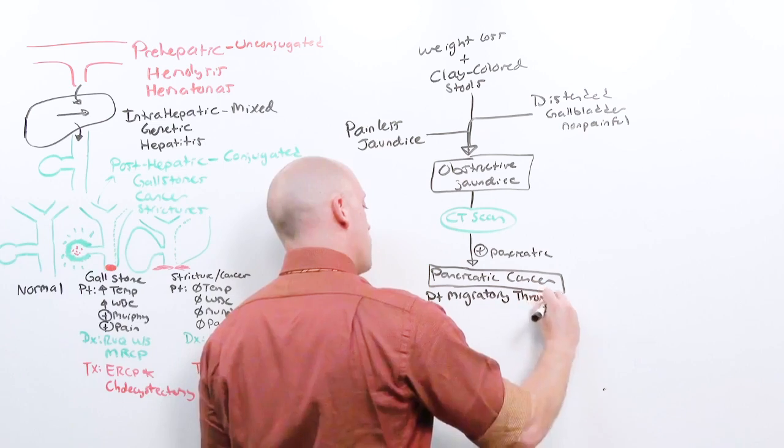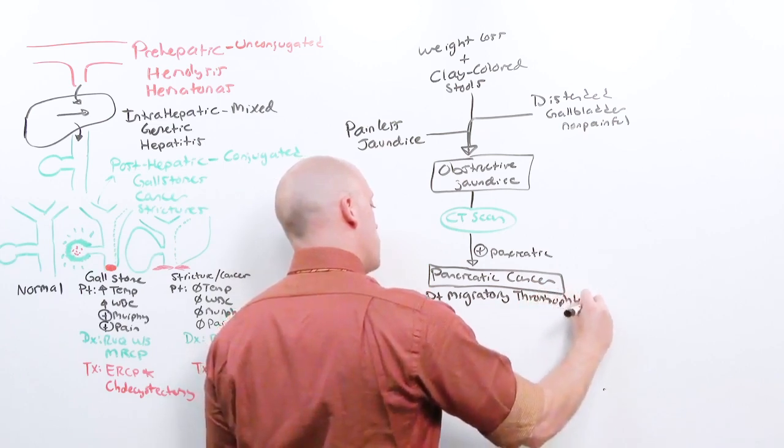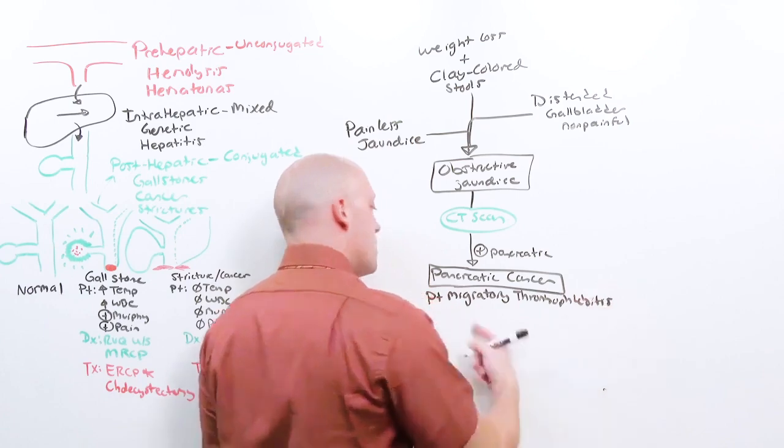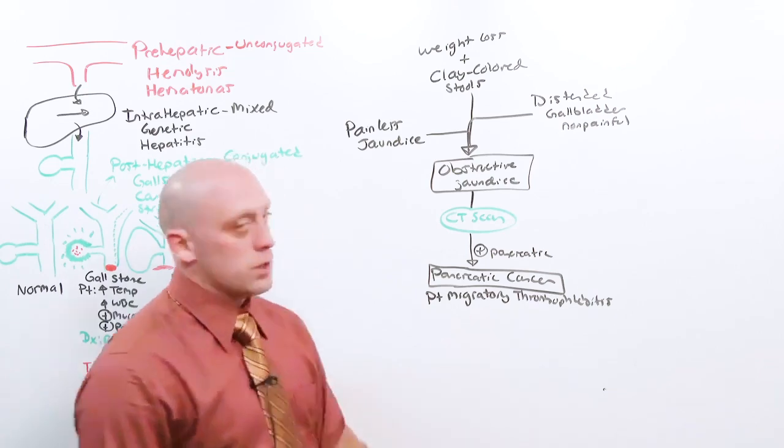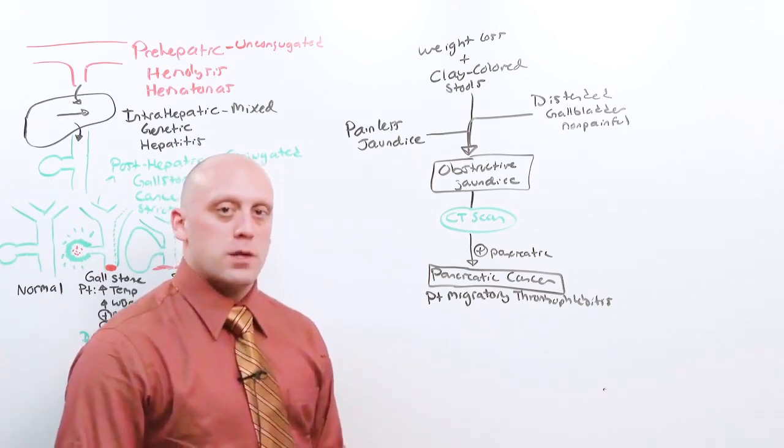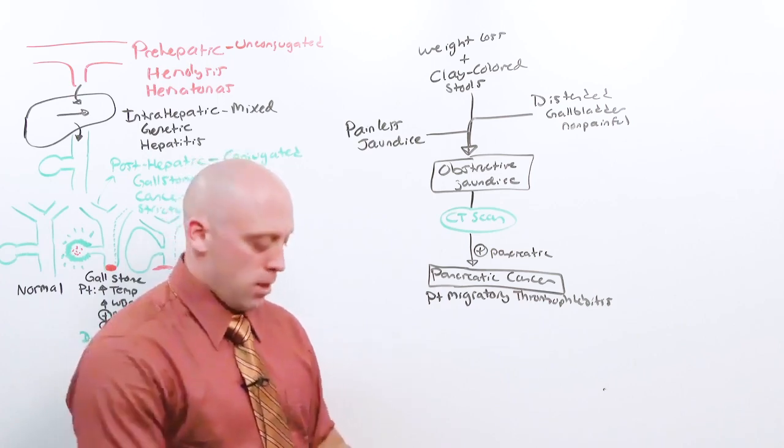It's thrombophlebitis that comes and goes on its own on different extremities. They probably won't show you a picture. They probably won't explain it. They'll just give you the words. Migratory thrombophlebitis is pancreatic cancer.